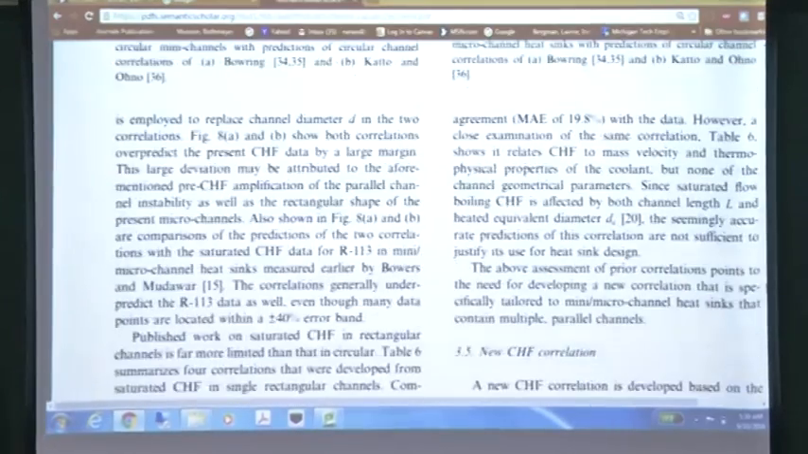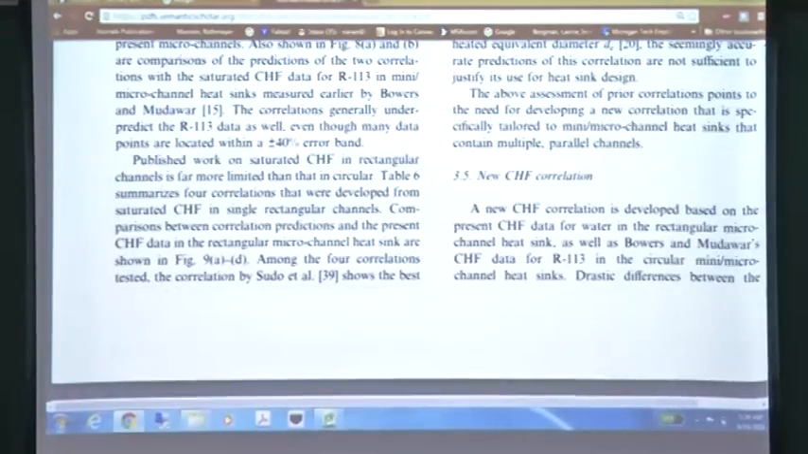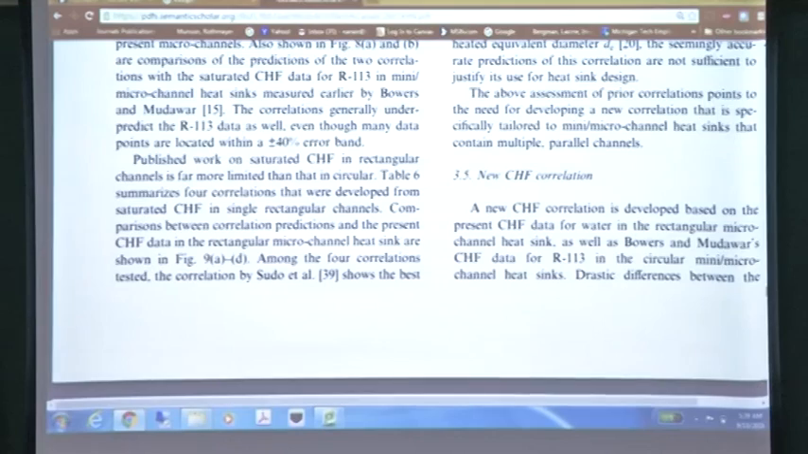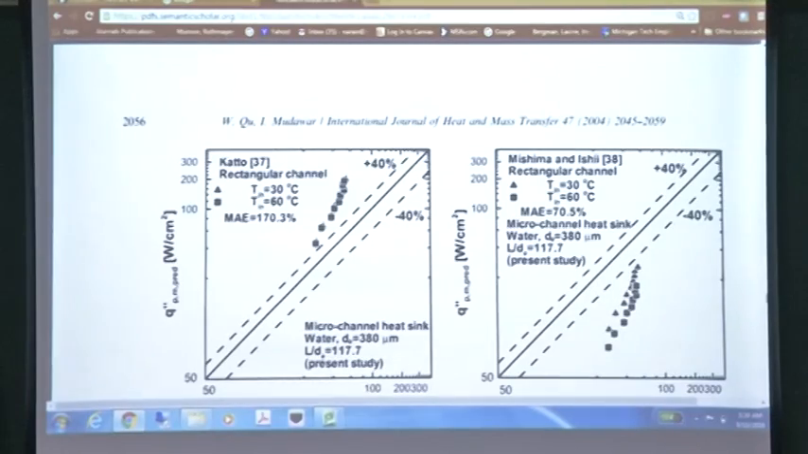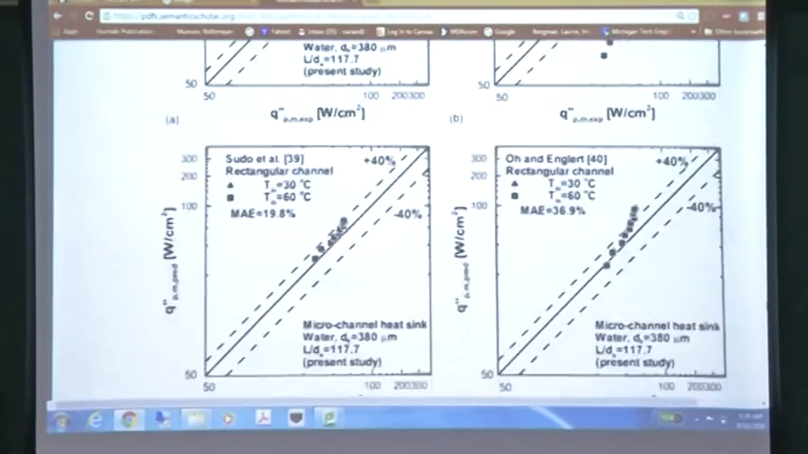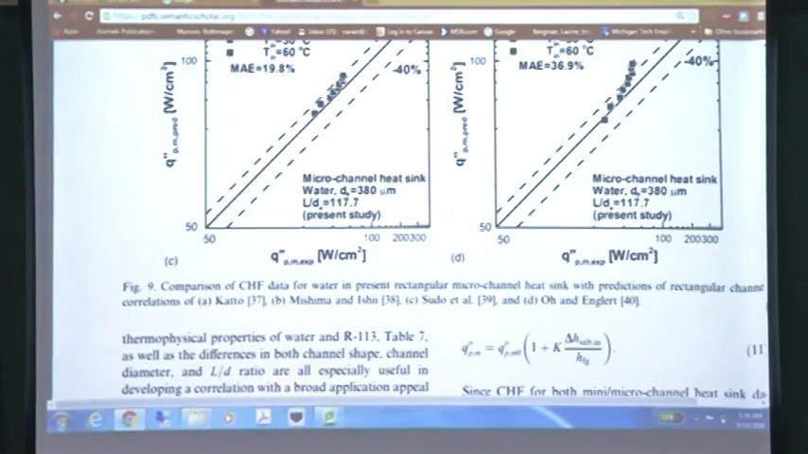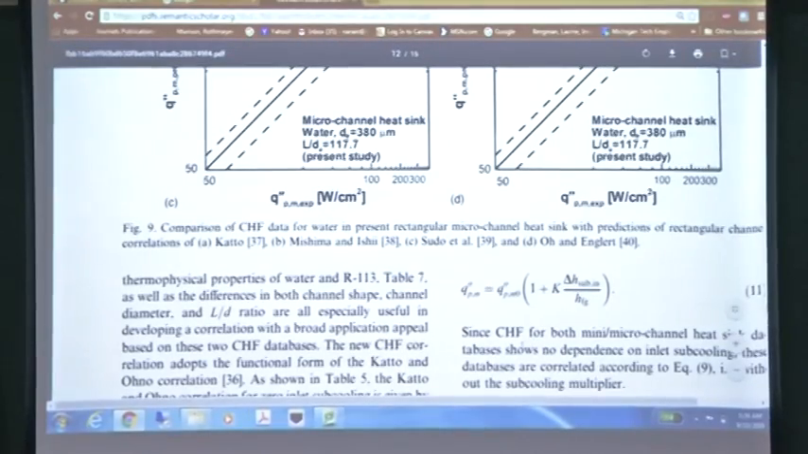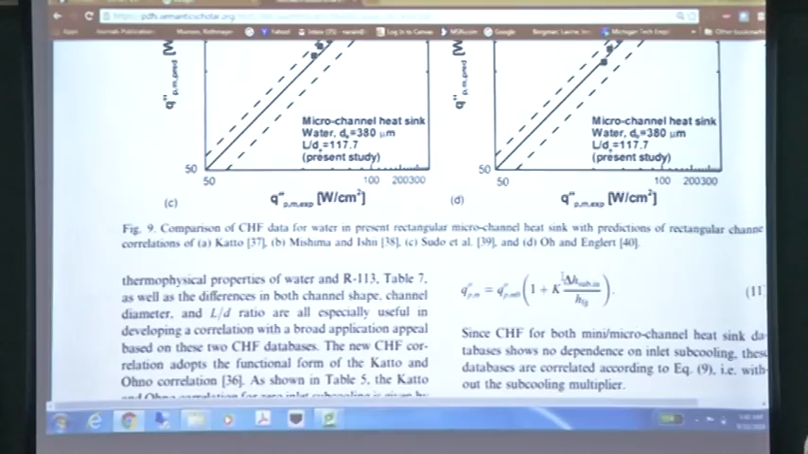So there are a bunch of different estimates there, and then after everyone reviews other people's correlations, they propose one of their own, so the number of correlations keeps increasing. Okay, the question is, obviously it's not a bad idea to propose your own one if it covers a larger amount of a data set. But basically this is the Kato and Ono CHF.